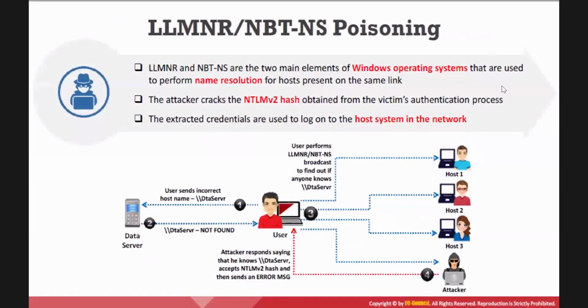And we have LLMNR or NBT-NS poisoning. This is also the same thing, but here it consists of a handshake kind of method, where you give a hash to the server and the server would process it and give a token. You have to acknowledge the token as well as the hash, and then you would be logged in. So you have to transmit the other thing as well. Here, we can capture any of the in-between traffic, and if we broadcast it again, we can easily log in as any user. The attacker cracks the NTLM hash obtained from the victim's authentication process and extracts the credentials, which are used to log on to the host system in the network. So we can do the exact same thing.